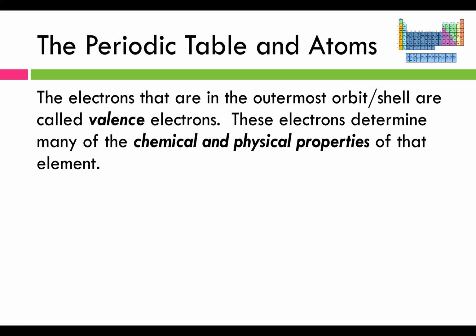Electrons in the outermost orbit or shell are called valence electrons. You may have heard this term before. Valence electrons are extremely important. They determine many of the chemical and physical properties of an element. If atoms have the same number of valence electrons, they probably have pretty similar chemical and physical properties. So we can use location on the periodic table to figure out how many valence electrons an atom should have.